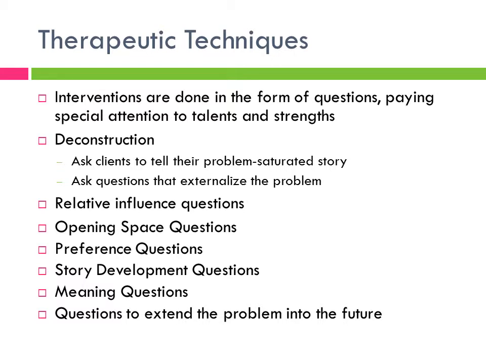First of all, we will consider relative influence questions. And these are questions that look at how the problem has disrupted or dominated the family. There are also opening space questions, and these are questions that assist in uncovering unique outcomes. Preference questions, on the other hand, make sure that unique outcomes represent preferred outcomes.